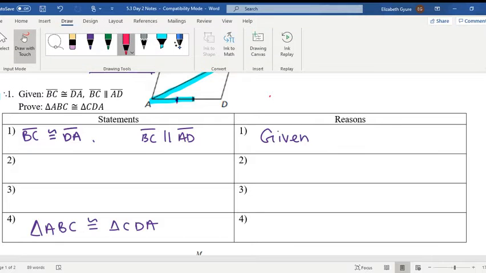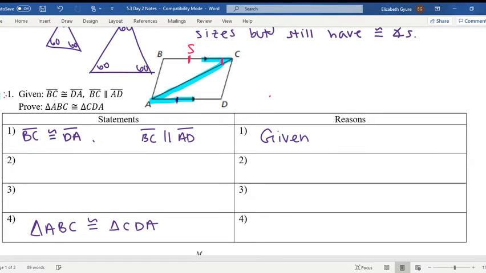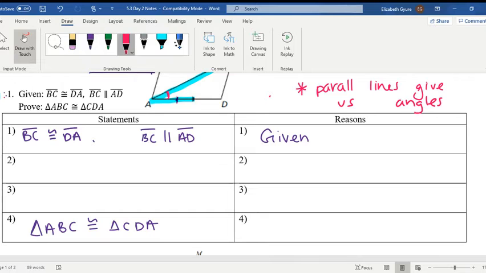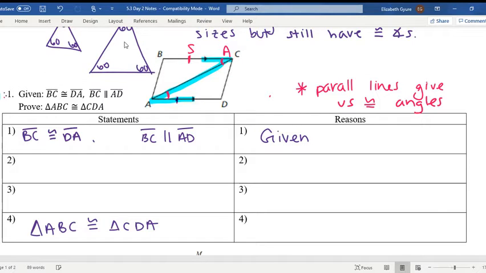That means that these angles in the corners here are going to be congruent. So there's a set of congruent angles. So we've used both parts of our given now. We were given a set of congruent sides. Parallel lines are always going to give us congruent angles. I would maybe make a note of that. Parallel lines give us congruent angles. I'm sure there's at least one or two on your homework with parallel lines.